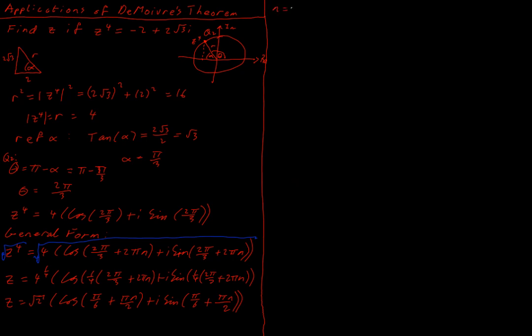I know that n starts at 0, just like when we were doing our general solutions to trig equations. And I just start subbing in values for n. This is all just substitution and calculator work now. Write this out. Cos of pi over 6 plus 0 plus I sine pi over 6 plus 0.